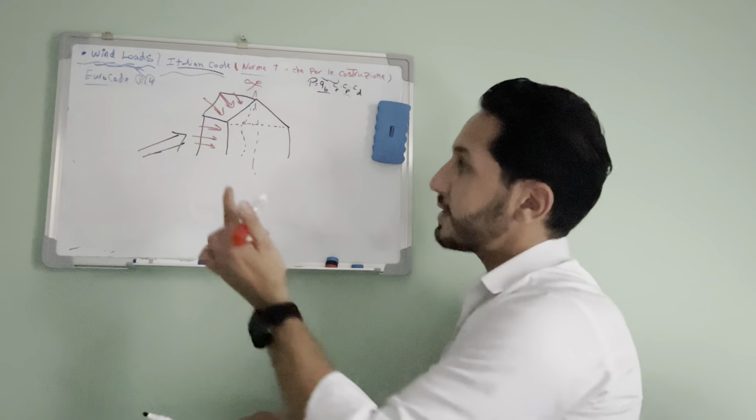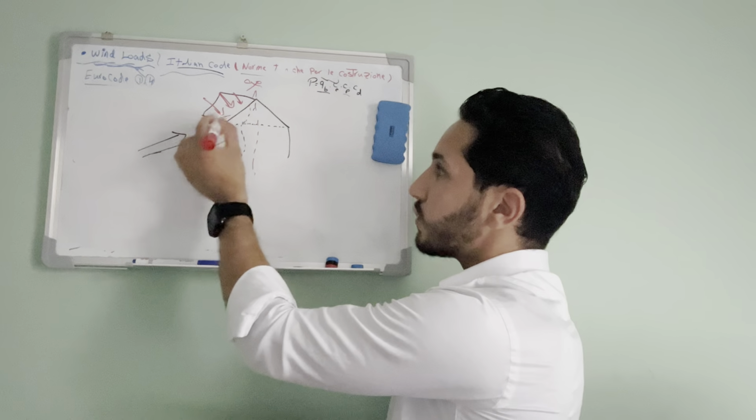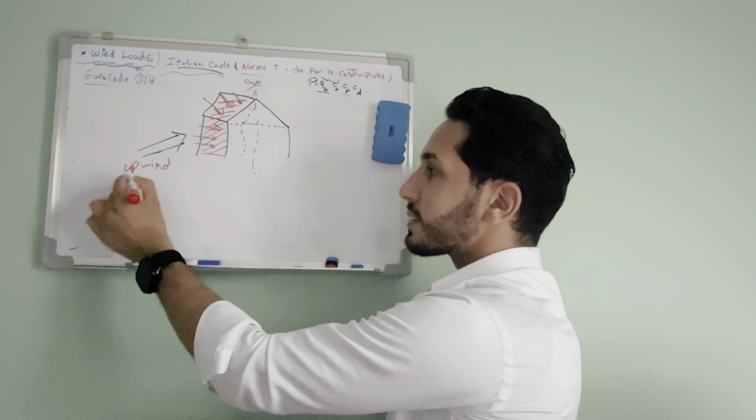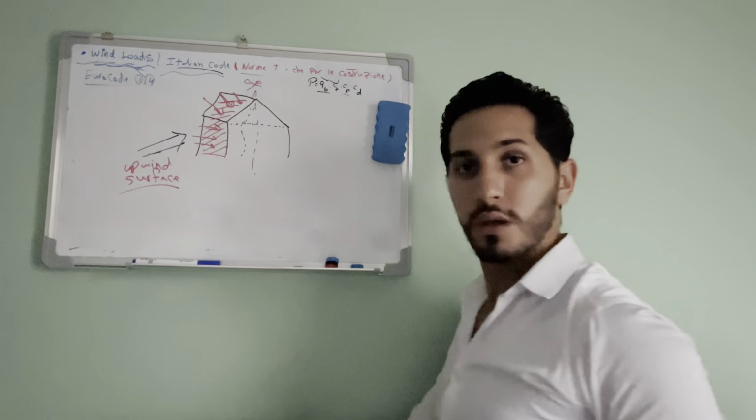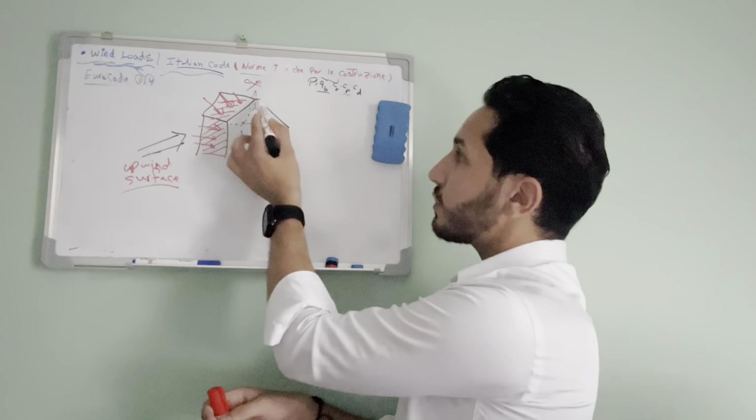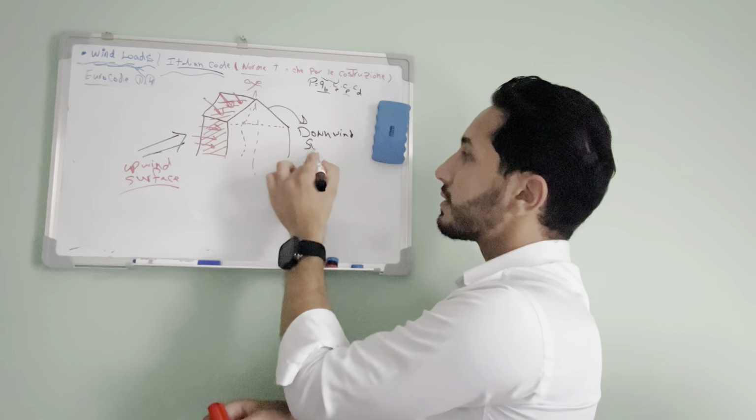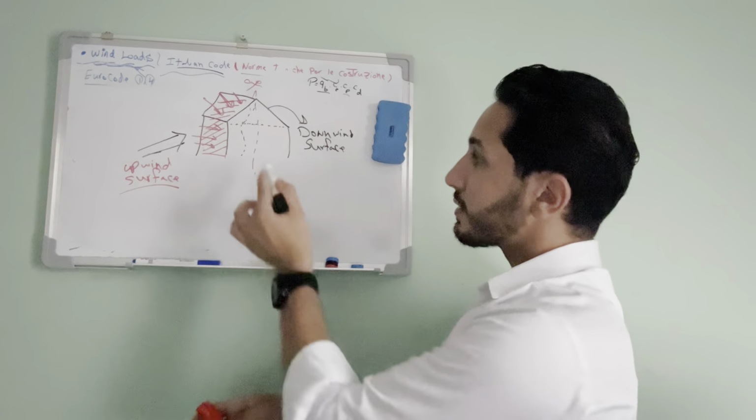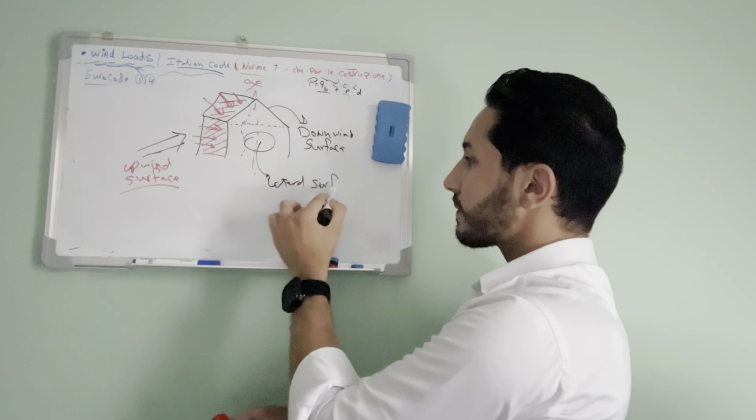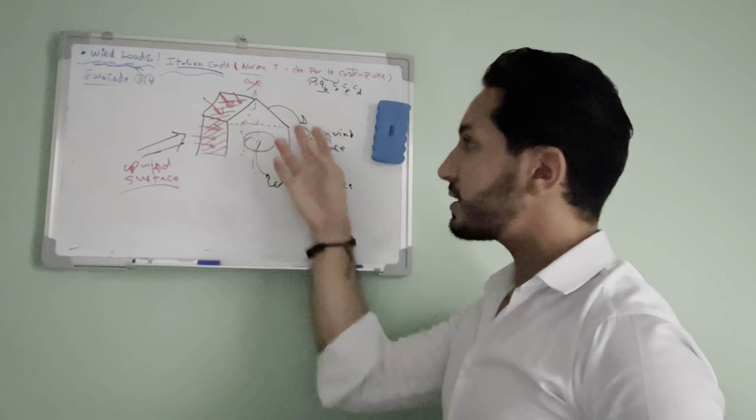You need first to understand this area in here, or these surfaces, this one and this one, are called the upwind surface. Okay? And this one behind, this side behind, is called the downwind surface. This side here is called the lateral surface. Okay, so we have three surfaces here.